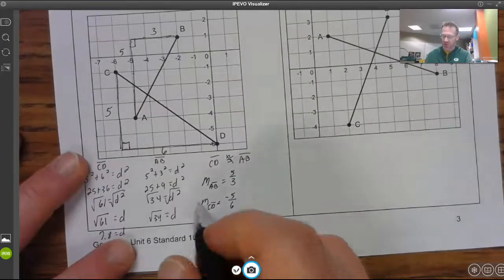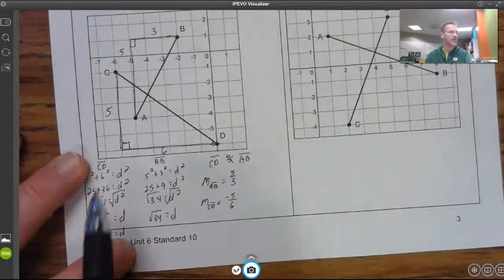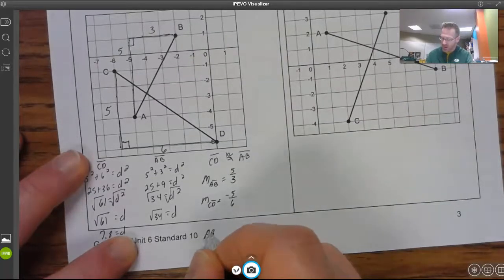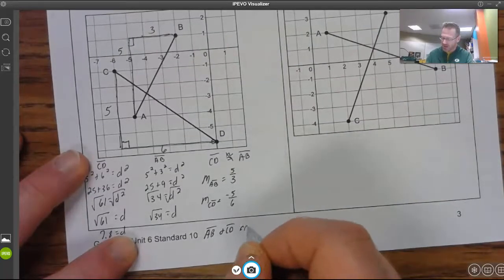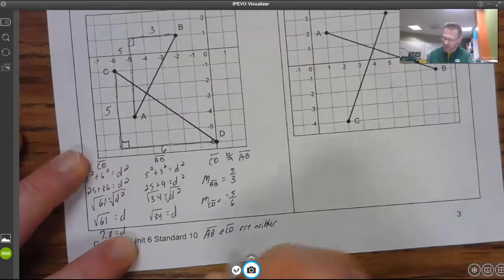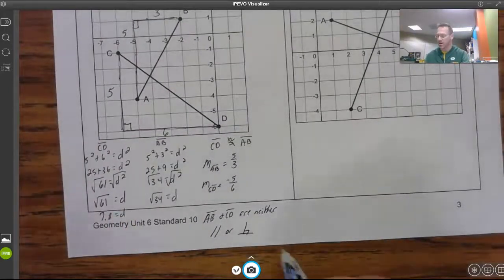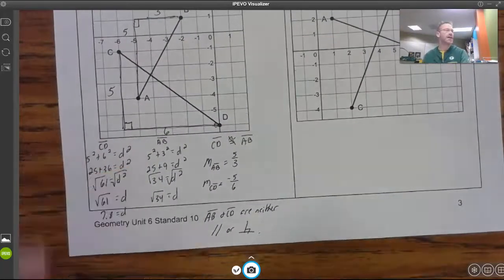So now notice, we know they're not parallel, right? They intersect, and now we know they're not perpendicular. So AB and CD are neither parallel nor perpendicular. And there are some symbols for parallel and perpendicular if you don't want to write out the words, or you're bad at spelling like me.